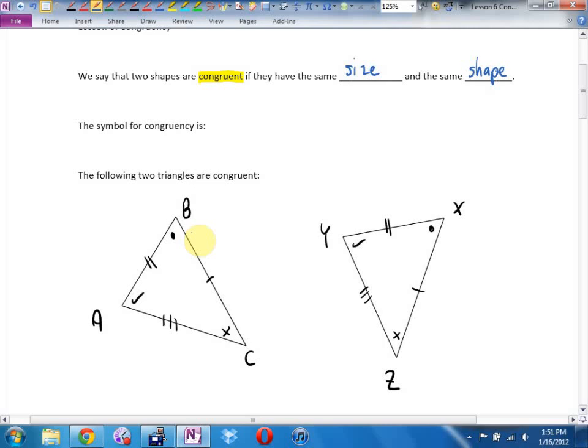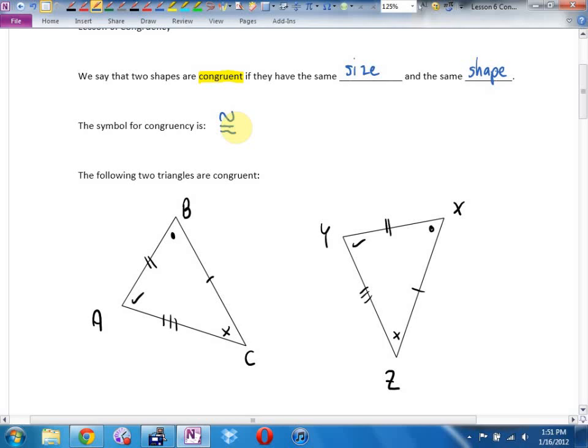The symbol for congruency is, that's the symbol for same size, that's the symbol for same shape. It's an equal sign with a curly capital N on the top. Same shape, same size. Congruent. And what we're going to look at specifically is triangles. We're going to say, how do we know that two triangles have the same size and same shape? And we're going to try and do it using logic and reasoning again.